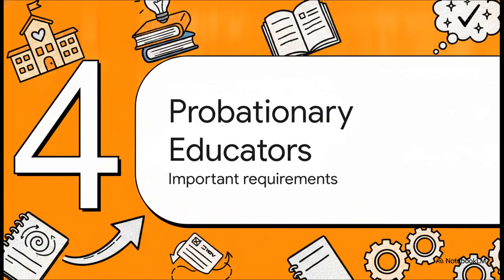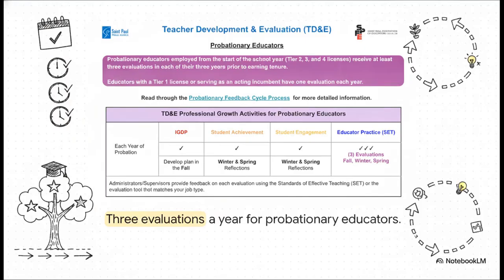Section 4, probationary educator requirements. Now, if you are a brand new teacher to the district, you are definitely going to want to pay super close attention to this next part. Here is the crucial takeaway. Probationary educators who are employed from the start of the year with Tier 2, 3, and 4 licenses receive at least 3 evaluations every single year. Yep, 3. That means you'll have a formal evaluation in the fall, the winter, and the spring during each of your 3 years before earning tenure. Now, this feedback cycle is frequent by design. It's really there to give you the maximum amount of support as you get your footing.